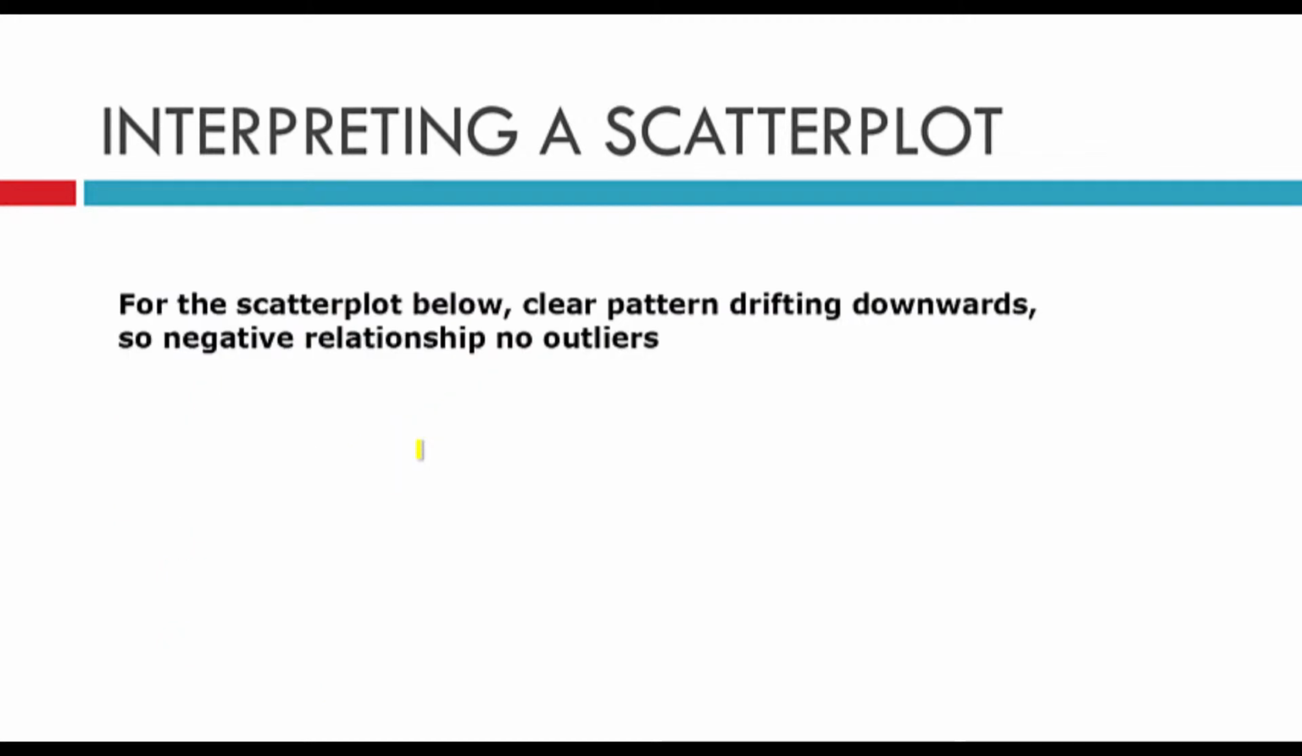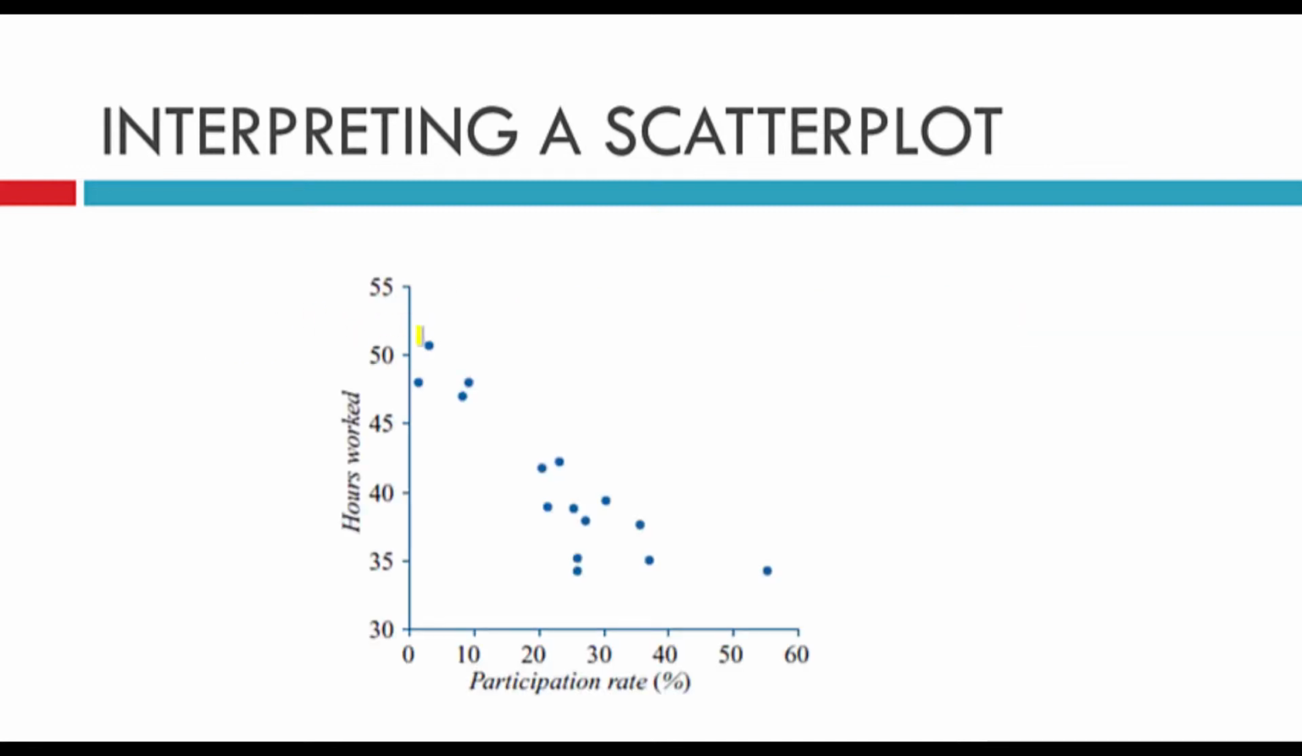The next one we'll see has a clear pattern drifting downwards, so that suggests a negative relationship, and again this graph will have no outliers. You can see that if we sort of draw a line through those dots, it goes downwards. Try and draw a straight line, and remember we're doing this freehand here, so you would have to draw a straight line yourself. But it is going down the hill, so it is a negative relationship.